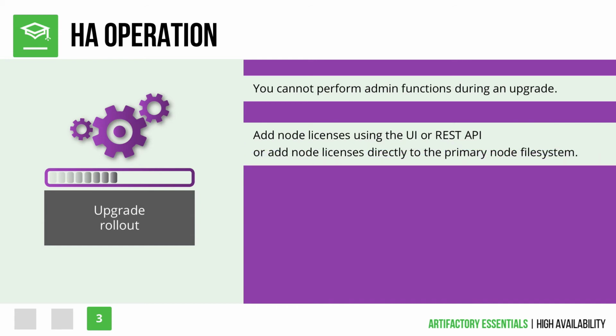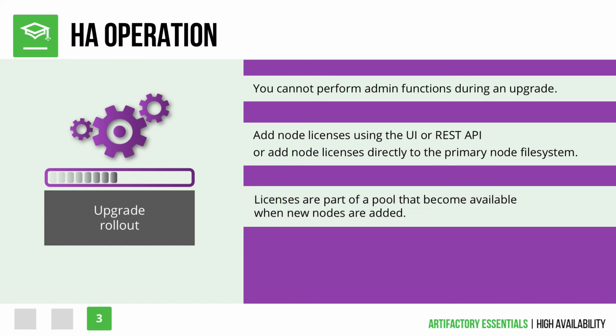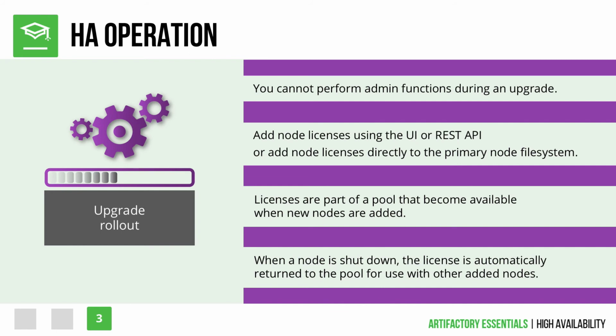When you need to add nodes to the cluster, Artifactory 5 and higher offers license management that automatically allocates licenses to new nodes. You can add licenses using the UI or REST API. You can also add licenses directly to the primary node file system. These licenses are part of a pool that becomes available when new nodes are added. When issued, the license that expires at the latest date is offered first. When a node is shut down, the license is automatically returned to the pool for use with other added nodes.